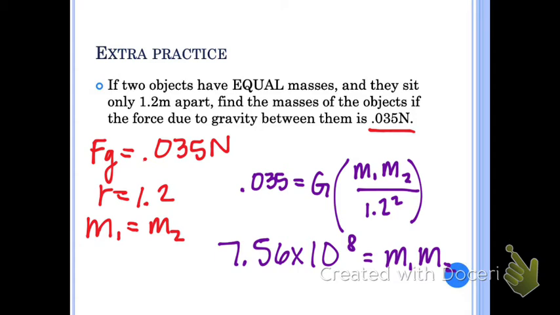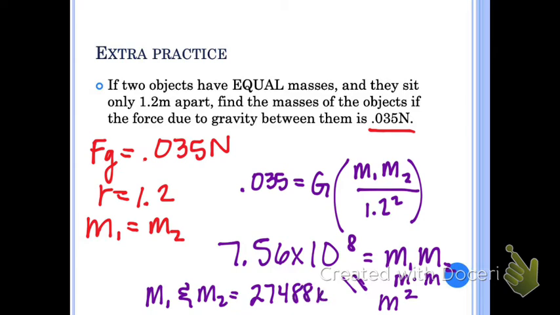If M1 equals M2, then essentially what we have is M times M, which does not equal 2M, it equals M squared. And so that would equal that number up there, and so I need to square root both sides to get that. So that leaves me with a mass for each, M1 and M2, equal, I think, 27,488 kilograms. Agreed? Is that what we had when we square rooted that?